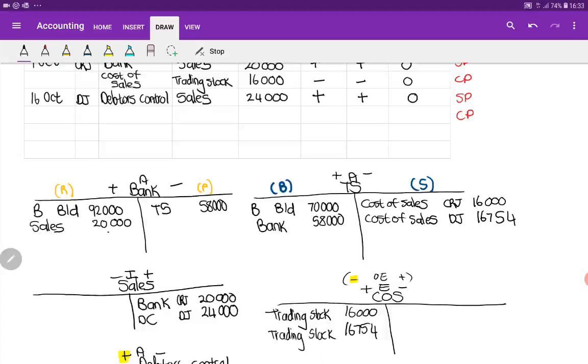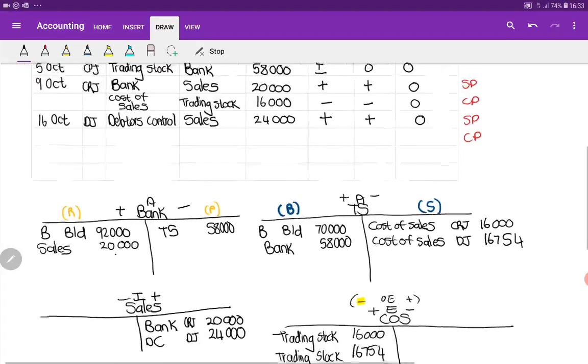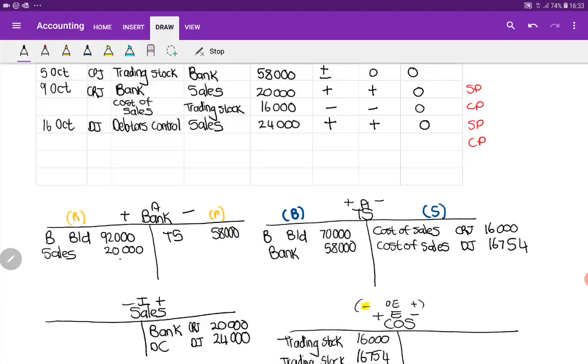When we sell trading stock, our details is cost of sales. When we buy trading stock cash, our details is bank. So to show the effect on the accounting equation, account debited, cost of sales, account credited, trading stock, amount 16,754. Assets minus, expenses will have a negative effect on your owner's equity. Nothing happened with your liabilities.